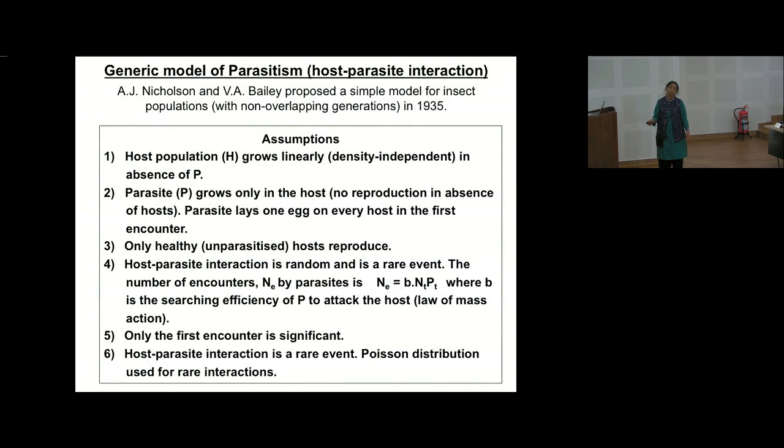This can be different if you want. We also assume the first encounter is significant. You can also assume it needs two encounters, three encounters. Your model will change a little bit. It's a rare event. Again, this you can change, but because it's a rare event, your interaction term has to be developed using some kind of Poisson distribution, because that is what is used for rare infections. So all these things are important to write down the equations.